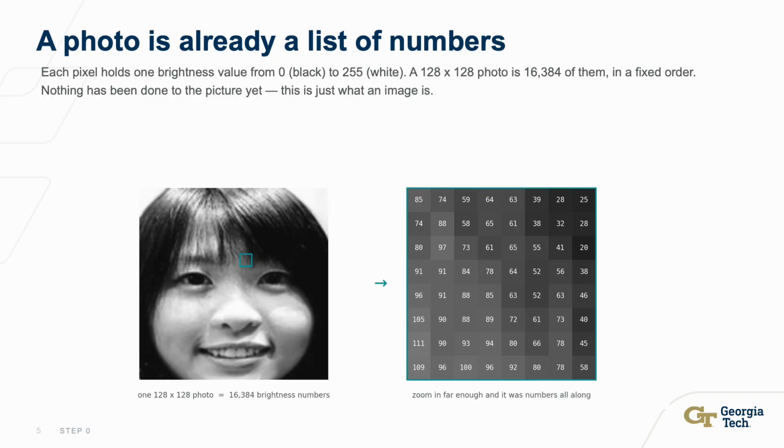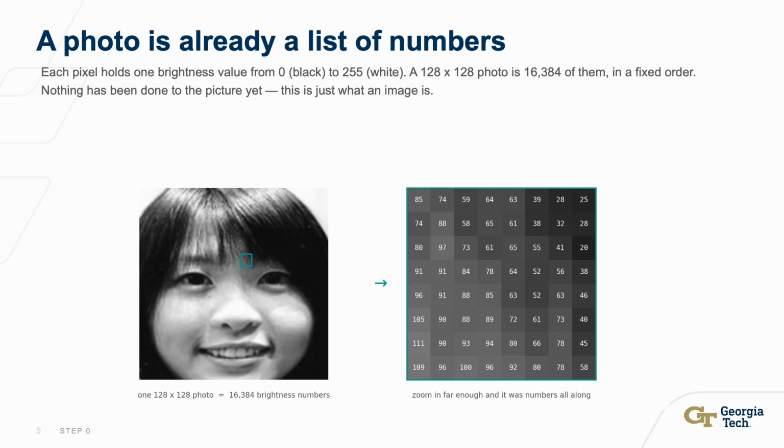A photograph is already a list of numbers. Each pixel holds one brightness value, 0 for black up to 255 for white. A 128 by 128 photograph is 16,384 of those values written out in a fixed order. Nothing has been done to the picture on this slide. No pre-processing, no methods. This is simply what an image is.